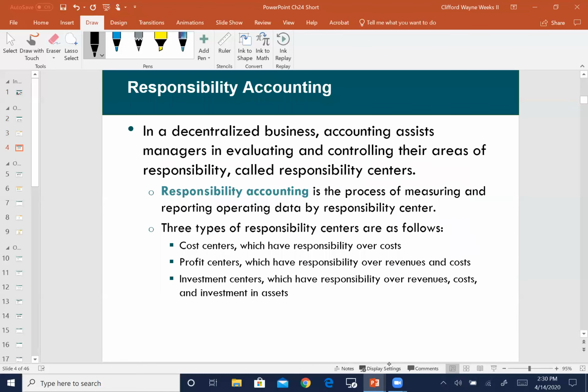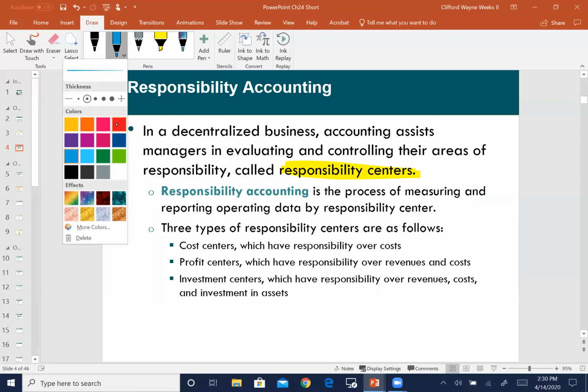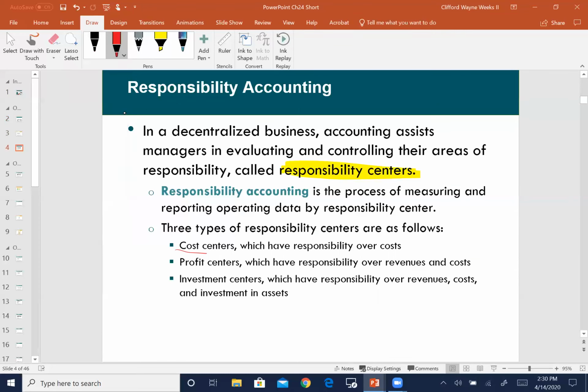So when we're talking about a decentralized organization, we're going to be looking at managers and evaluating and controlling their areas of responsibility. These are referred to as responsibility centers. There are basically three responsibility centers that we're going to discuss: cost centers, profit centers, and investment centers.